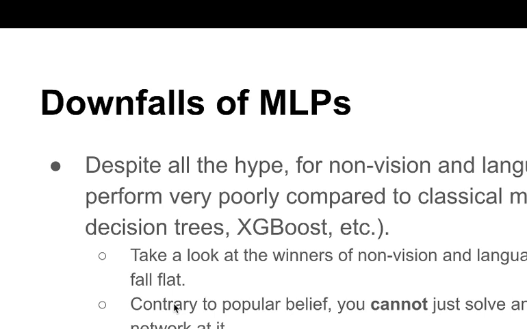And you can win money if you win a competition, so check it out. You might be able to pay your tuition with that. If you take a look at the winners of non-vision and language Kaggle competitions, neural networks usually perform really poorly. The winners are usually more classical machine learning. And contrary to popular belief, you cannot just solve any problem by throwing a neural network at it. You can't just solve world hunger by applying a neural network at it, and boom, world hunger is done, right?